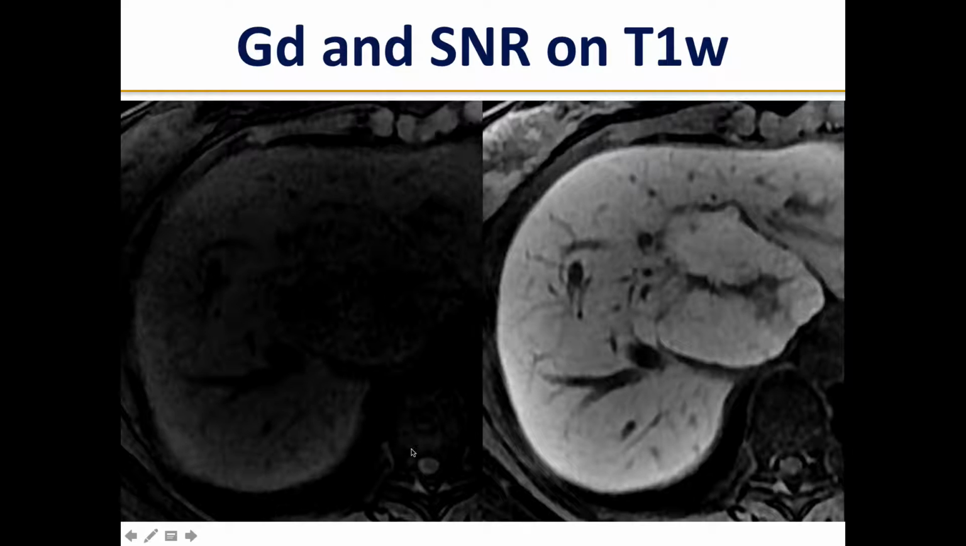Now this is what I mean by gadolinium and signal to noise. So here is a liver, and here is a liver. These images were acquired with exactly the same sequence, same parameters, same coil, same everything. So which image has higher signal to noise, this image or this image? And by the way, these images are windowed and leveled exactly the same.